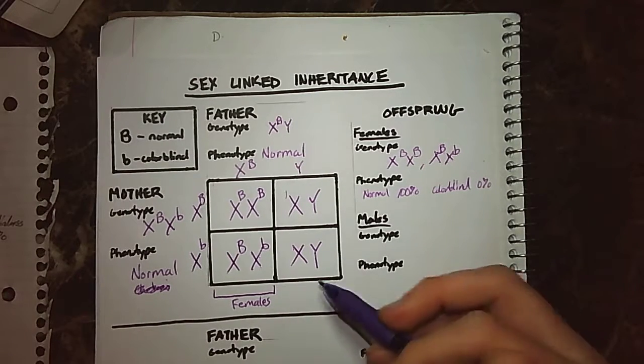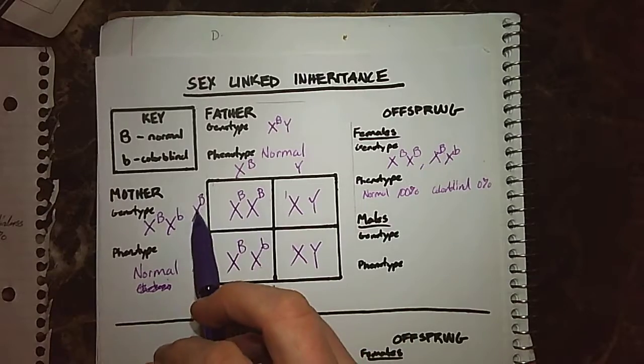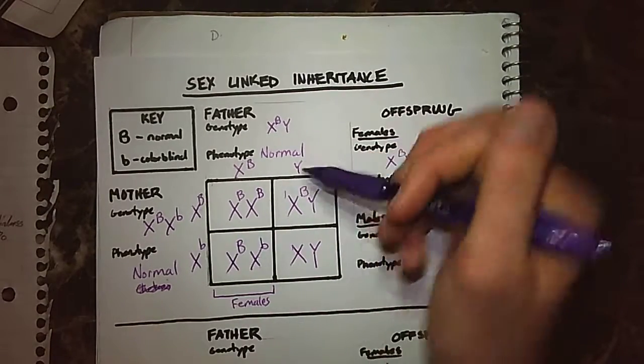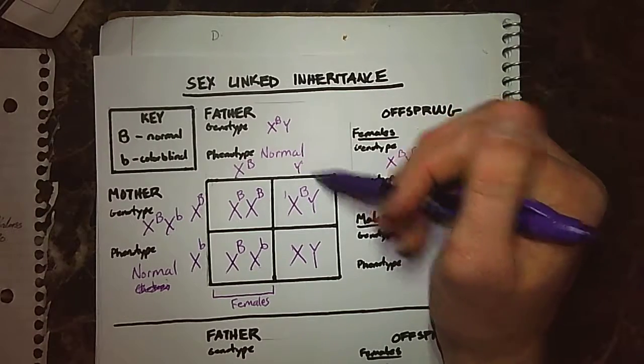Now let's go on to the males. For the males, the female is going to pass down this big B on the X chromosome, and the male, well, he doesn't have that allele, so nothing gets passed down.